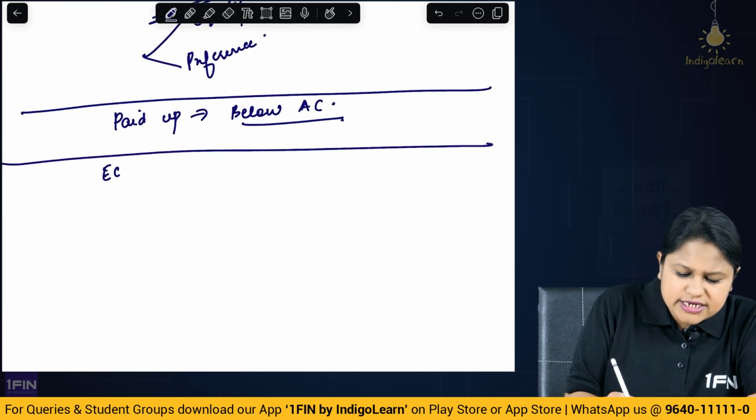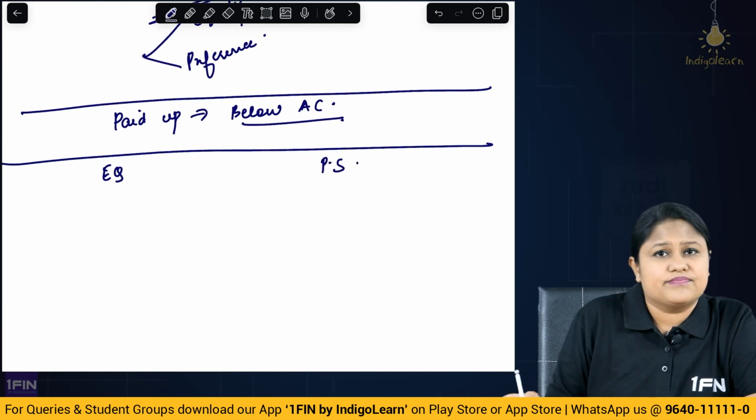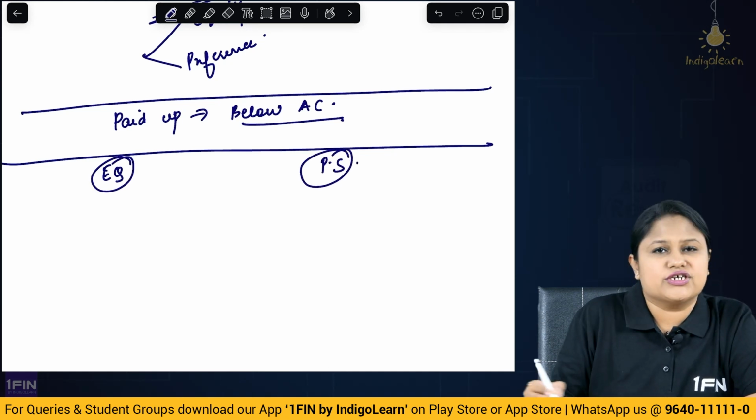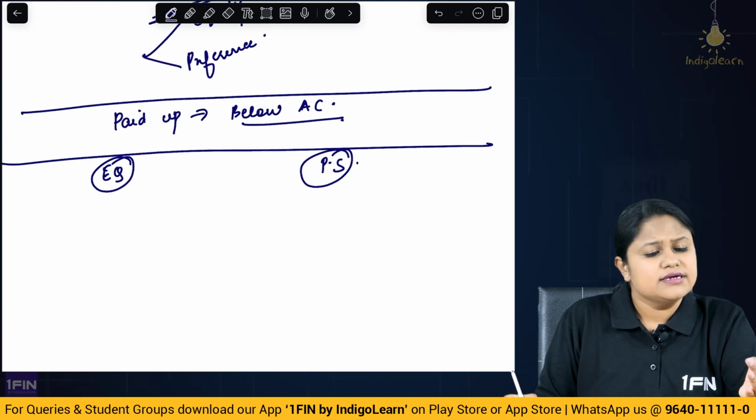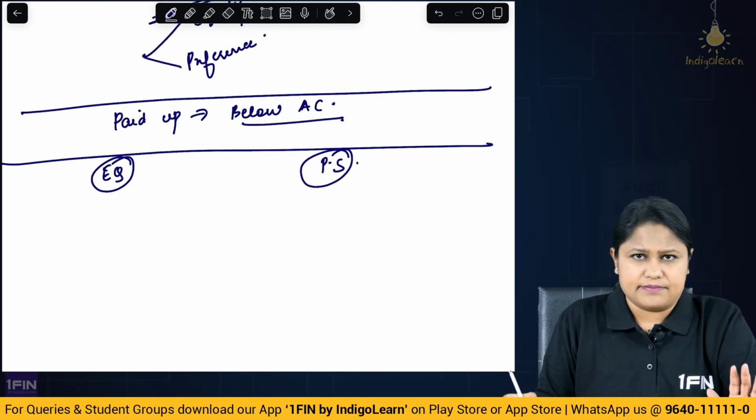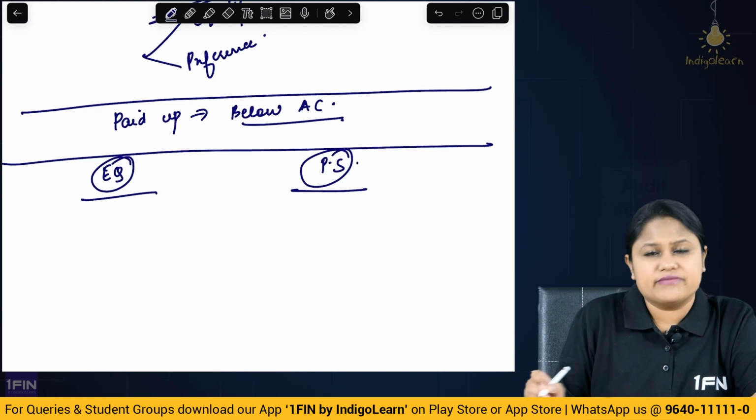Then there is equity share capital and there is preference share capital. So obviously for equity share capital and preference share capital, for each of them you are going to have authorized, issued, subscribed, called up, paid up. Clear? So for all of that, disclosure has to be given properly.